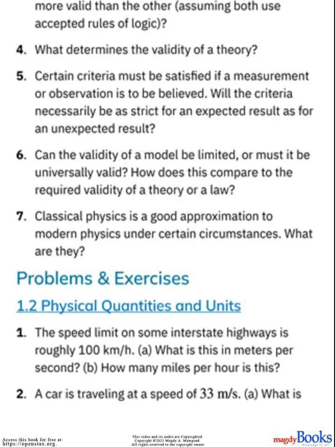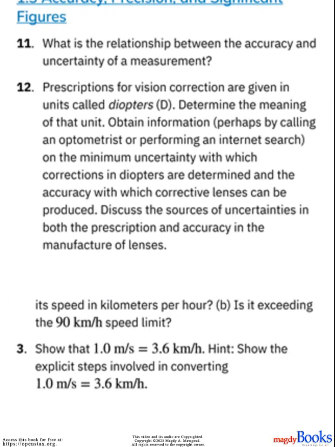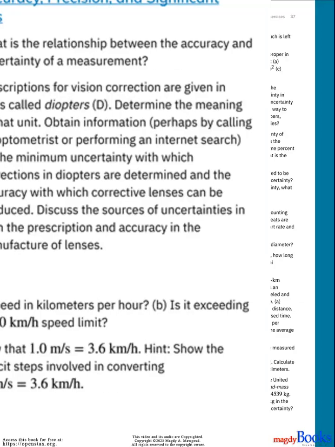2. A car is traveling at a speed of 33 meters per second. A. What is its speed in kilometers per hour? B. Is it exceeding the 90 km per hour speed limit? 3. Show that 1.0 meter per second equals 3.6 km per hour. Hint: Show the explicit steps involved in converting 1.0 meter per second to 3.6 km per hour.